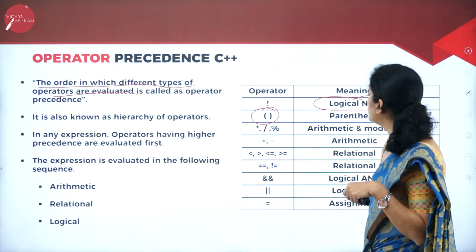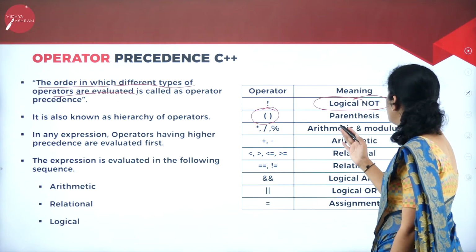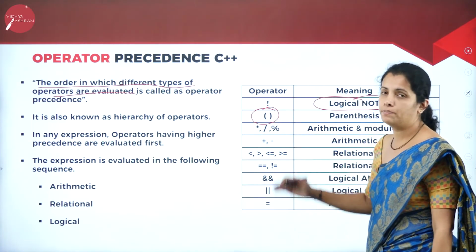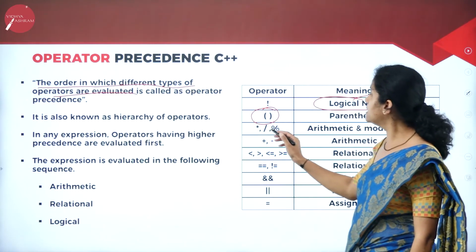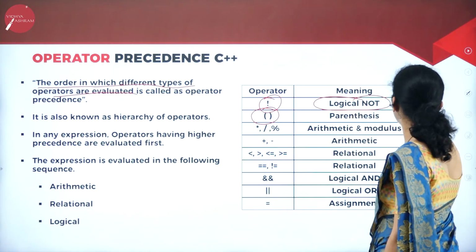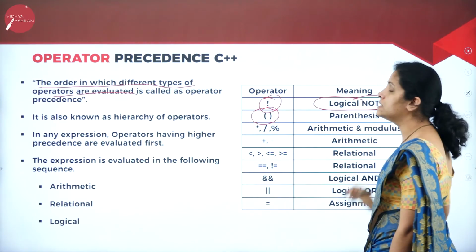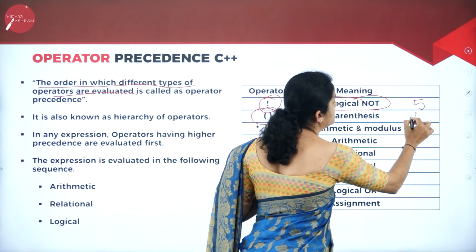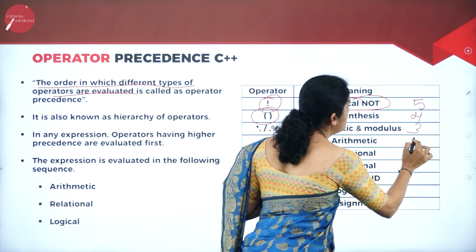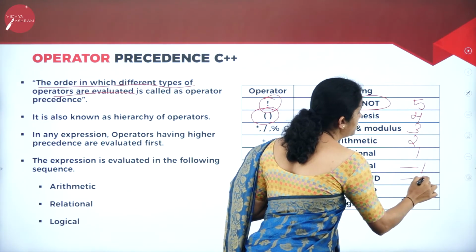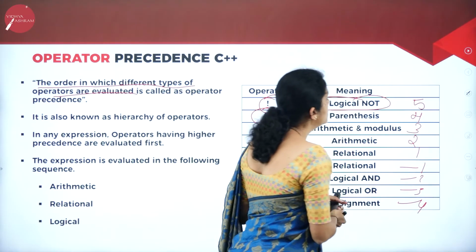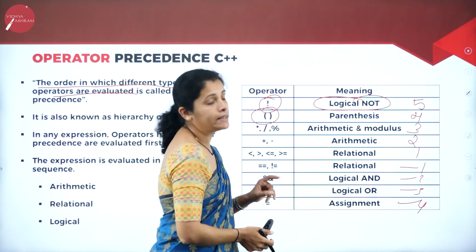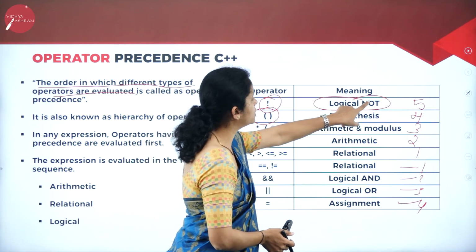And if I get the operators like arithmetic and modulus, then it is going to have the third precedence. For example, think that the logical NOT is going to have the precedence 5 and it is going to be considered at the beginning, and that is for 4, 3, 2, 1, minus 1, minus 2, minus 3, minus 4. So, these are the precedence. So, which operator is going to get the highest precedence? That is the logical NOT.